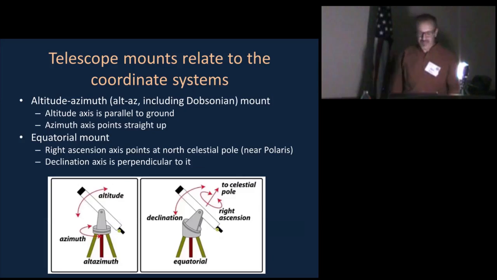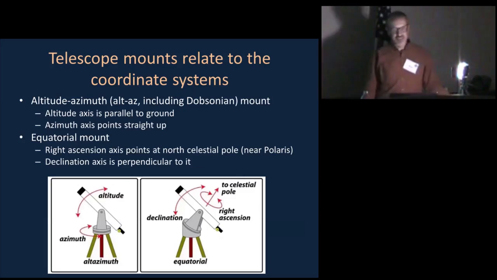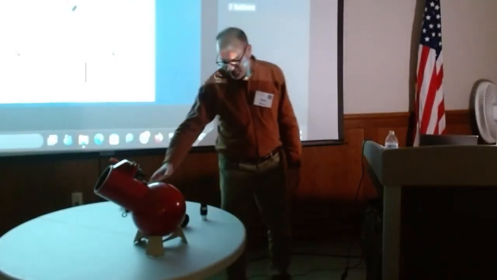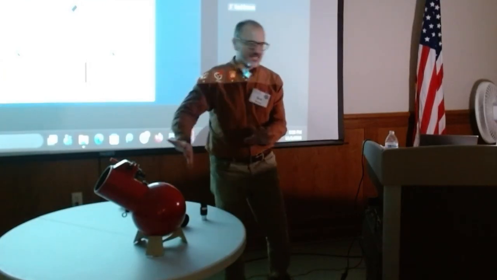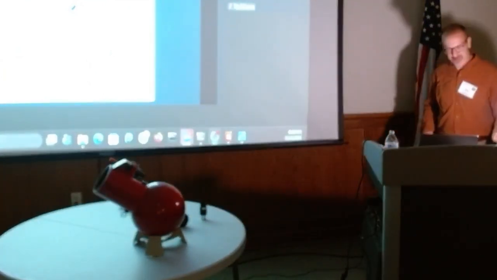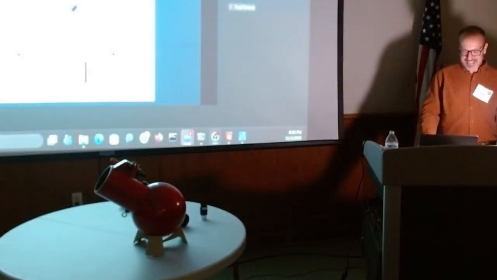Okay. As Greg was mentioning, these things relate to mounts as well. So here people talk about alt-az mounts, or Dobsonians. This is essentially an alt-az mount, so actually I'm not going to get into that because there's not two separate clear axes on that one. That probably wasn't the one I should have brought in.